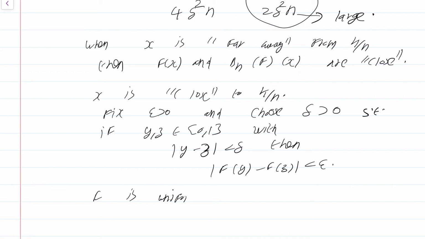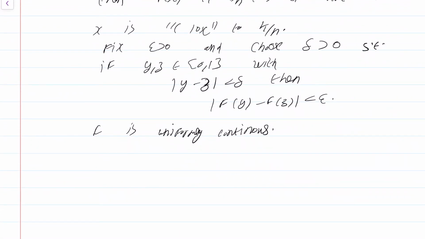Because f is uniformly continuous, I can find a delta that works universally for all points y, z in the closed interval 0, 1. Note that for this second part, analyzing where x is close to k by n, we won't really require any of the properties of the Bernstein polynomials. Just the fact that f is uniformly continuous is enough to finish the proof.